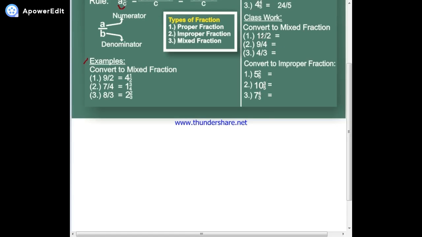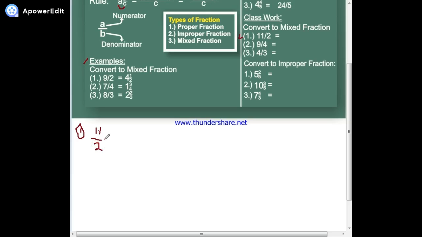Here, under conversion of fraction from improper fraction to mixed fraction, question 1 is 11 over 2. 11 over 2 rather.